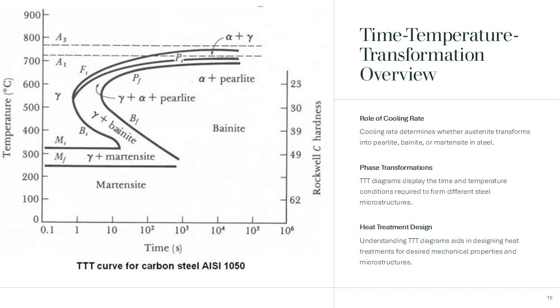The TTT diagram complements the iron-carbon phase diagram by illustrating how cooling rate affects phase transformations. It shows the time required at specific temperatures for austenite to transform into perlite, bainite, or martensite. Rapid cooling bypasses perlite and bainite formation, resulting in martensite. Controlled cooling enables bainite formation for balanced properties. Understanding TTT diagrams is crucial for designing heat treatments that achieve desired microstructures and mechanical properties, ensuring performance consistency in industrial applications. Why the diagram matters in practice.